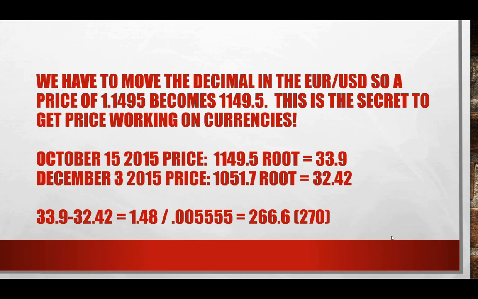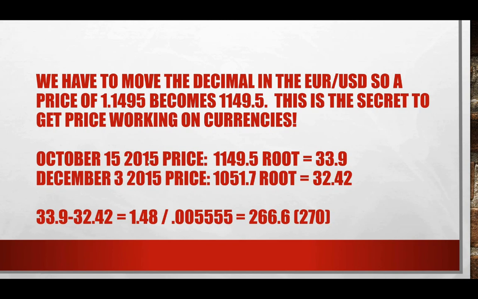Okay. We have to move the decimal, and that's a big secret, in the Euro US dollar. So a price of 1.1495 becomes 1,149.5. This is the secret to getting price working on currencies. What I'm saying there is this is the secret to get W D Gann's price system that works with the time cycles working on currencies. You have to move the decimal, just like we did here, okay? Once we've done that, the rest is simple, and we've done it before.